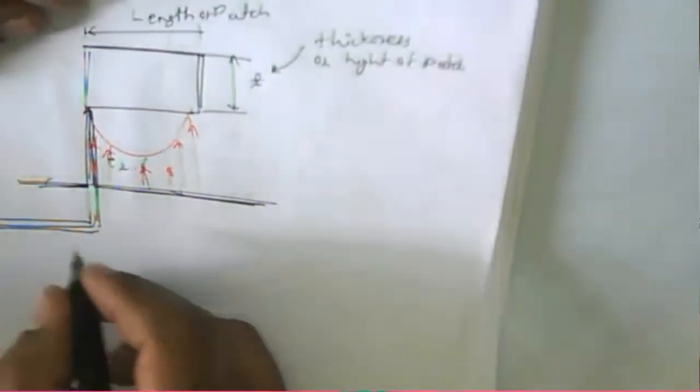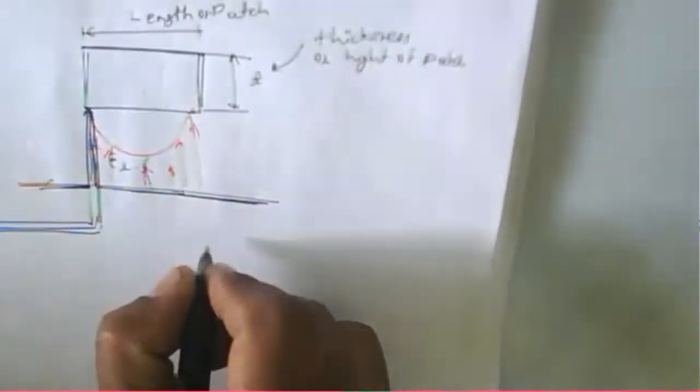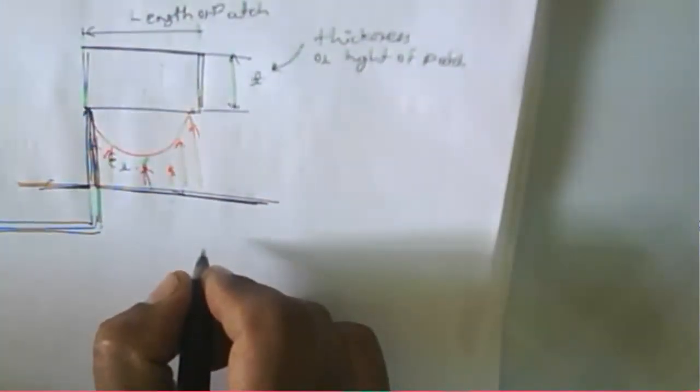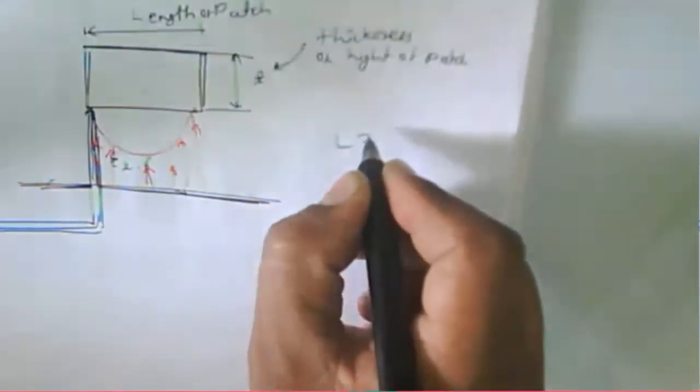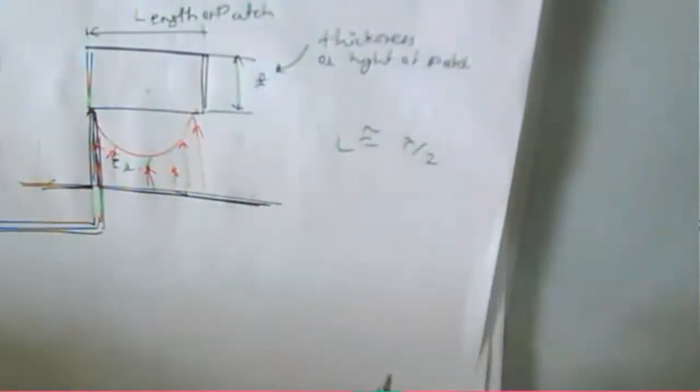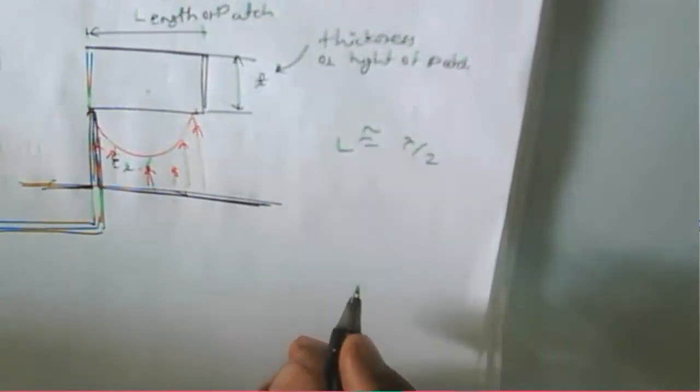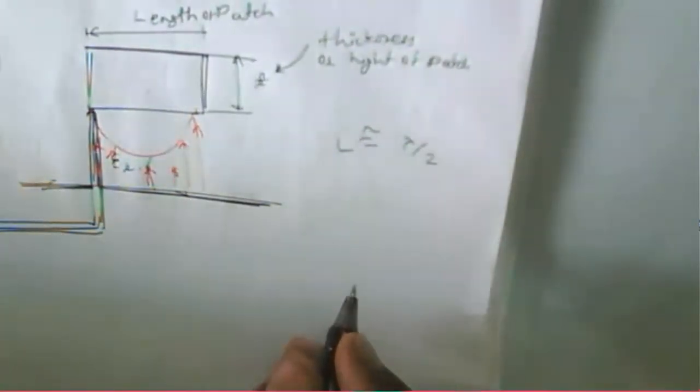Then this antenna can be used for this. Because of the resonant frequency, the length of this patch is approximately lambda by 2. That's why we can say that this patch antenna will work at lambda by 2.